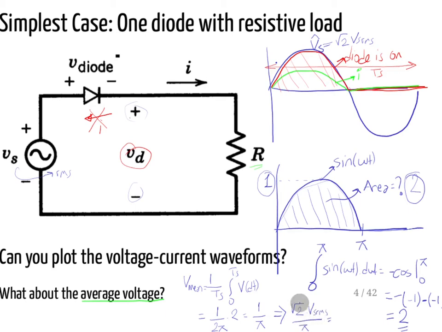And if you remember from last week, 2 square root 2 divided by π was 0.9, and this is half of it, so this is 0.45 Vs RMS. Okay, anyway, we will solve a few examples in the following slides.